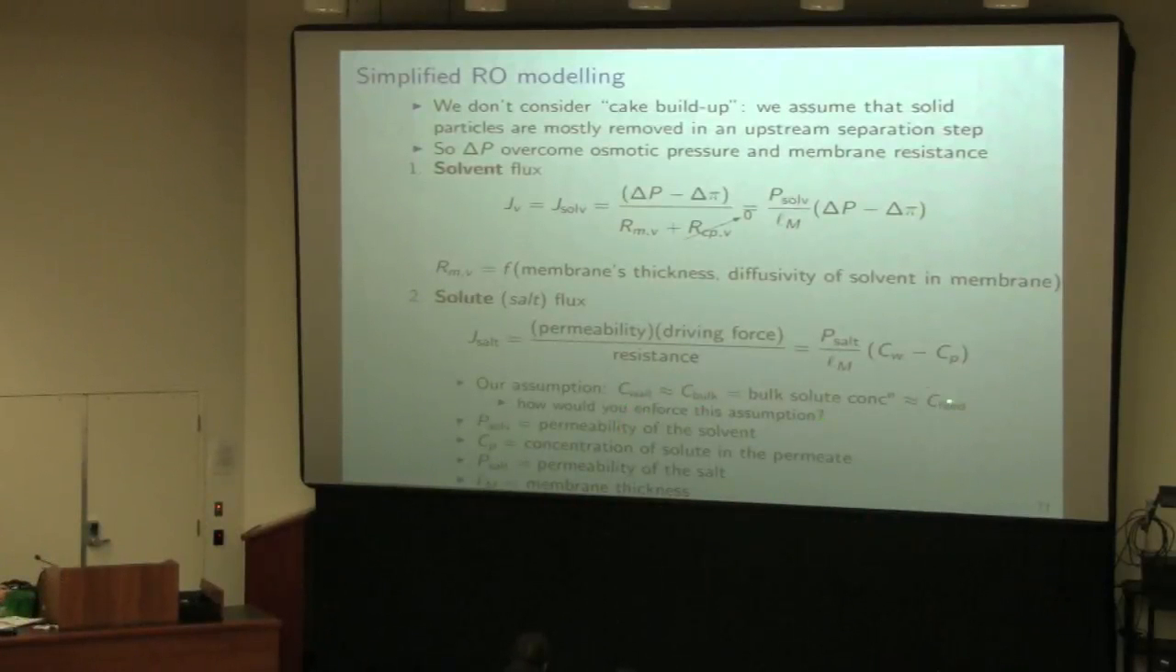The assumption that the feed concentration matches the bulk concentration is obviously not exact; you can't make that approximation exactly. The bulk concentration in the retentate leaving must be lower than the feed concentration, otherwise this membrane is not doing anything. So you can never say that this is an exact equality, but for rough calculations, it's a fairly reasonable assumption to make at the beginning, just to get estimates of the salt flux.